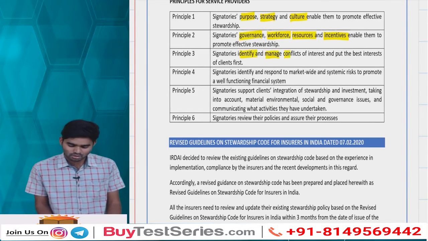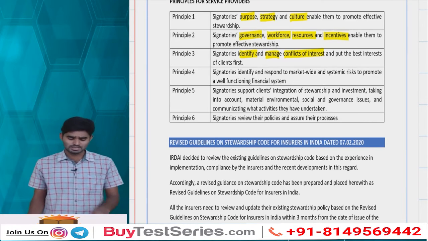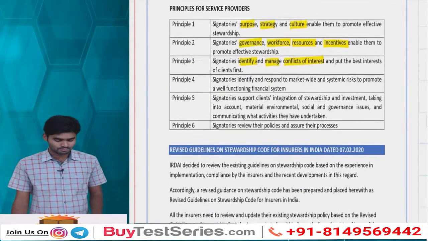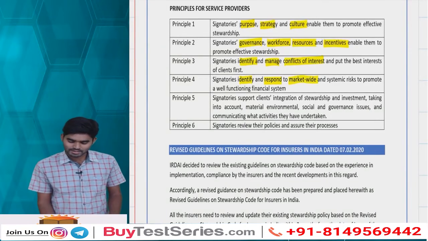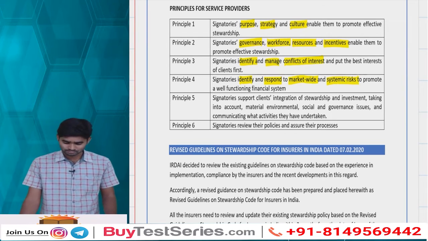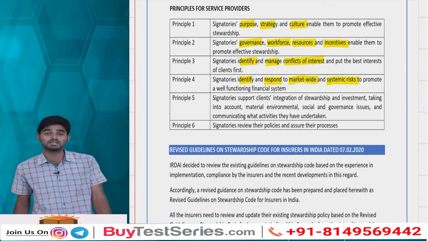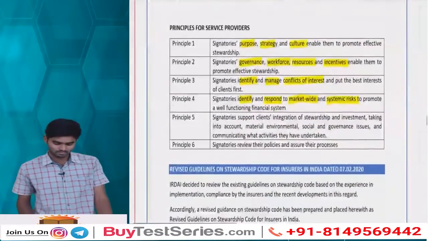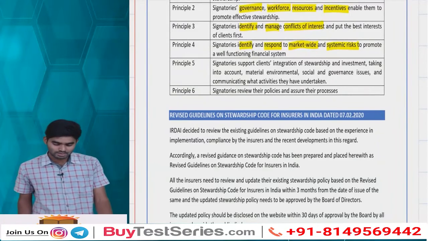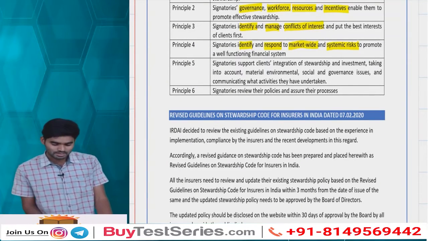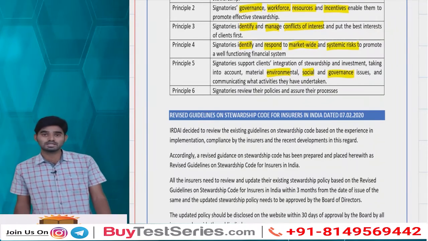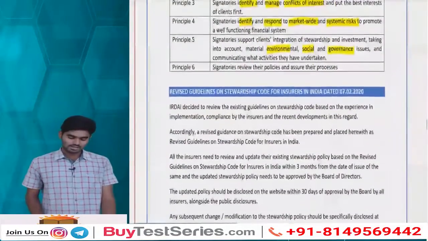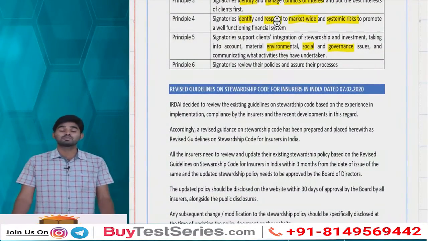Then identifying and managing conflicts of interest, the same concept once again, because this is specifically on the part of service providers, and the earlier one was with respect to your asset managers and asset owners. Signatories identify and respond to market-wide and systematic risk. Systematic risk means it is systematic, it is not systemic. Systematic risk, that is uncontrollable risk, to promote a well-functioning financial system. Even here you have to address this systematic risk. Then signatories support clients' integration of stewardship and investment, taking into account material environmental, social and governance issues, ESG guidelines as we have seen, and communicating what activities they have undertaken. This is principle 7. And the last one, review their policies and assure their processes.